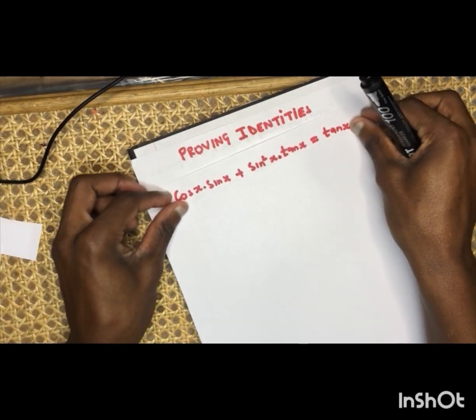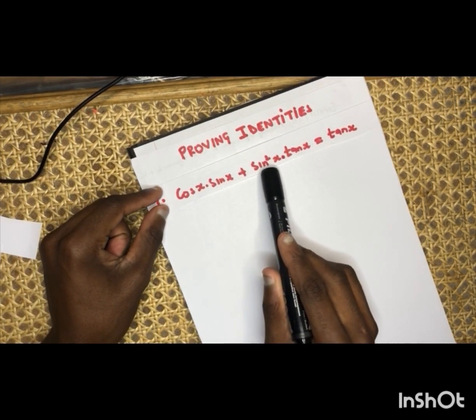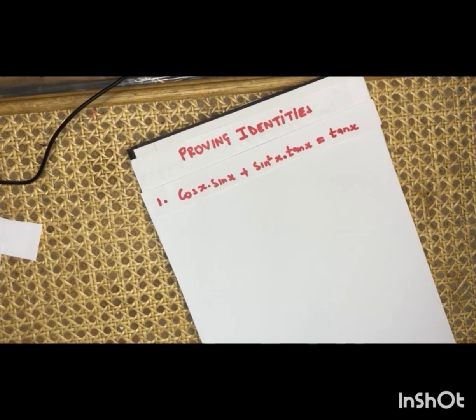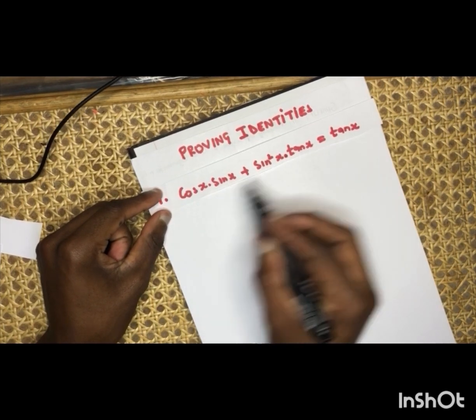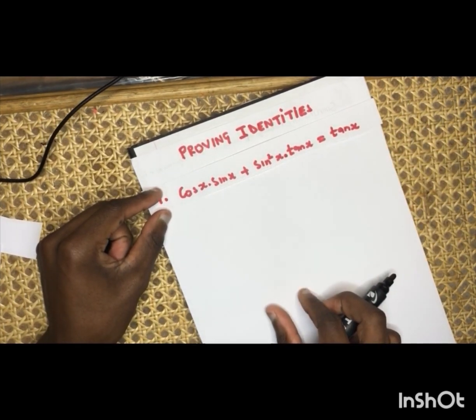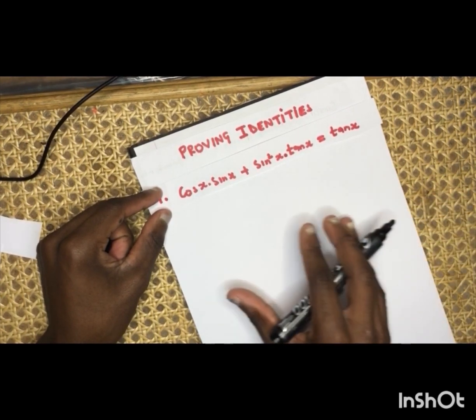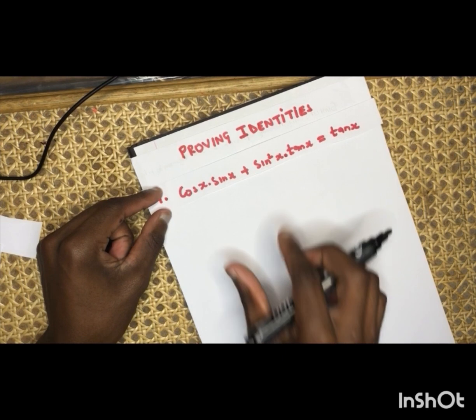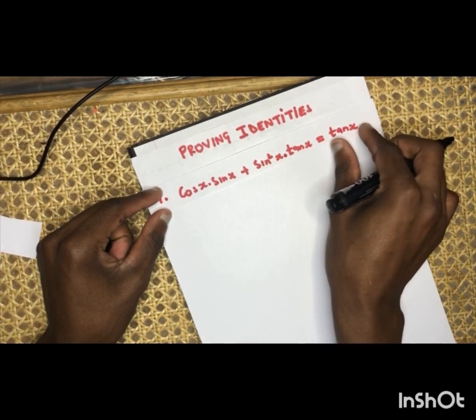Good day everyone. Today we are focusing on proving identities. So we're going to prove number one, which is cos x times sin x plus sin squared x times tan x equals tan x. This is your left hand side, and this is your right hand side. I'm going to take the more complicated one and try to simplify it. So I need to prove this side is the same as this one.